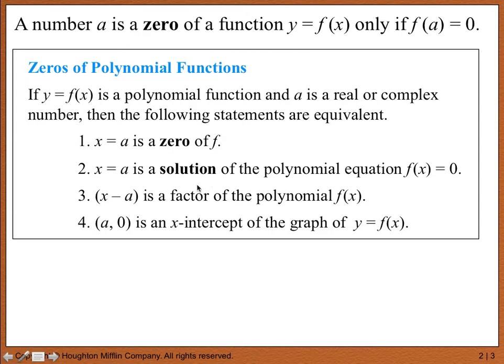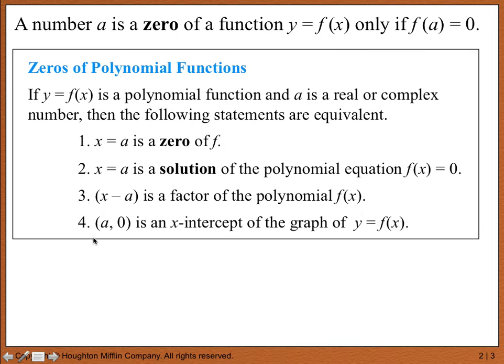x minus a is a factor of the polynomial f of x. So if a is a 0, then x minus a must be a factor of the polynomial. And you know that from Algebra 1, right? Like if you factor a quadratic equation and you get something like x minus 2 times x minus 1, well, when you're finding the zeros, you know that the zeros are 2 and 1, because when you plug in 2 or you plug in 1, you end up with 0. So x minus a is a factor of the polynomial.